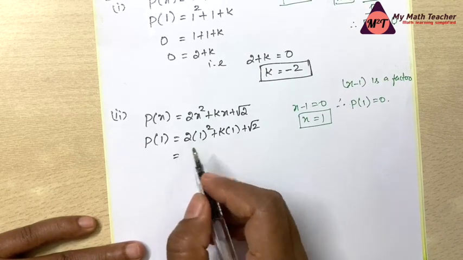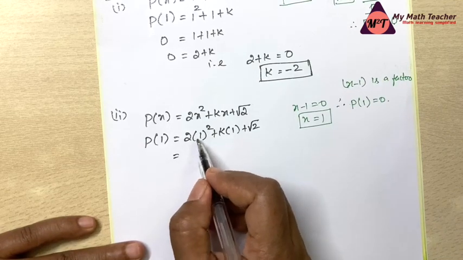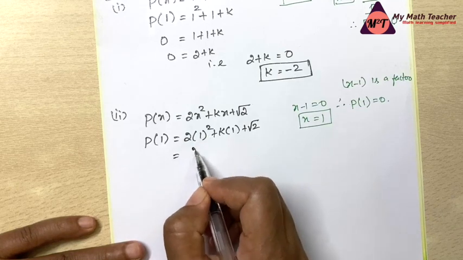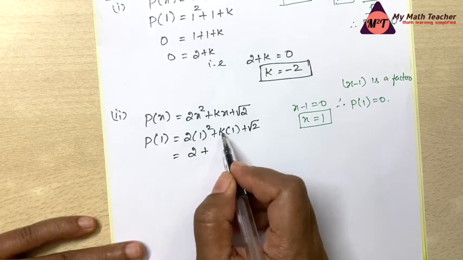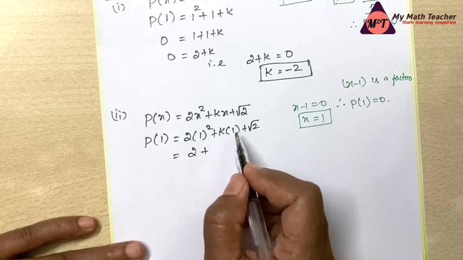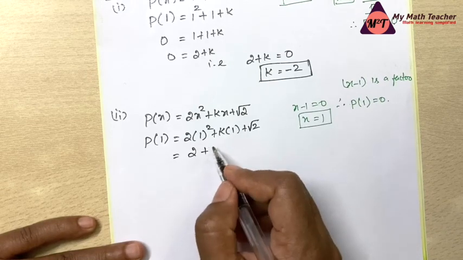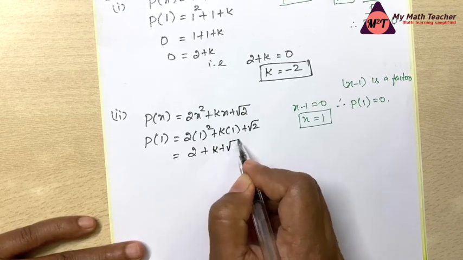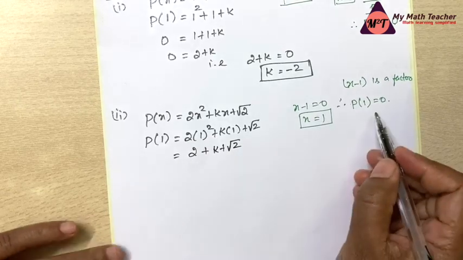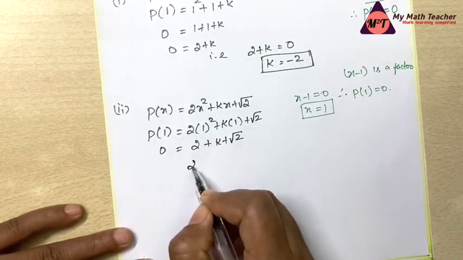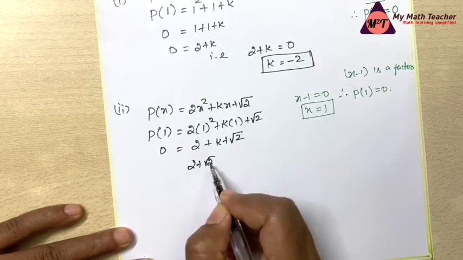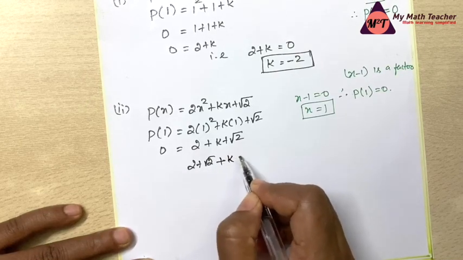Here, expand this. 1 square is 1. So when you multiply 2 into 1, it will be 2. Plus k into 1. 1 multiplied by any number is that number. So 1 into k is k plus root 2. Now p of 1 is equal to 0. 2 plus root 2, I am writing the numerals first, plus k is equal to 0.